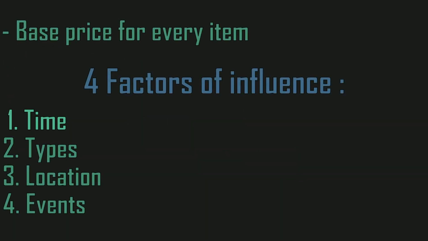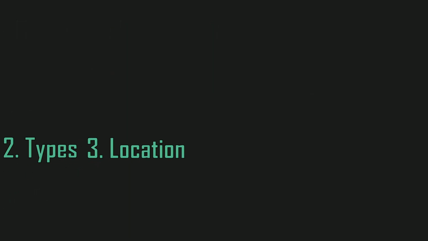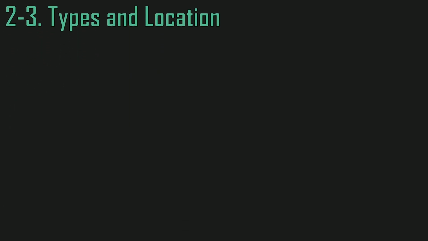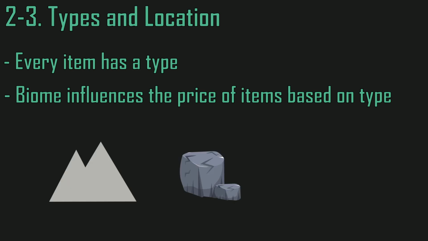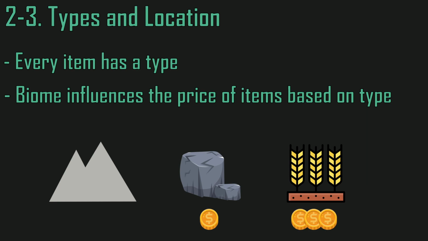Our second and third factors will be types and location. As mentioned in previous episodes, every item will have a type, and the location of each market will influence the price of all objects of a certain type. For example, villages in the mountain will sell rocks for cheap, but buy crops for more money than a village in a field.